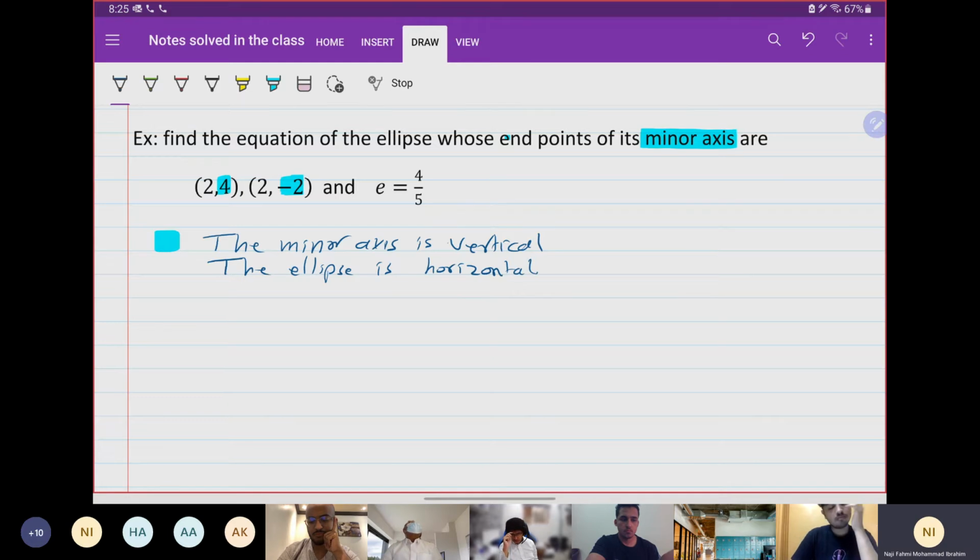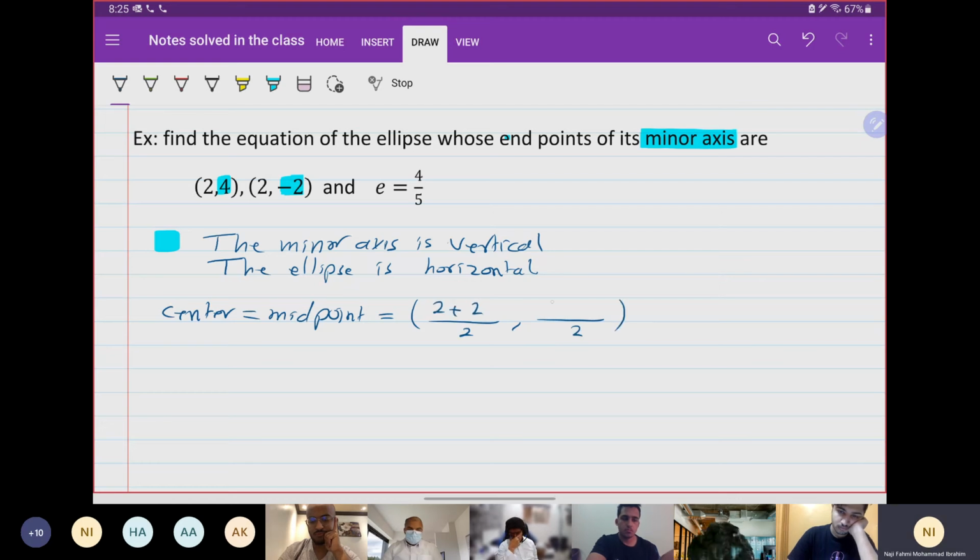Now, can we say that the center is the midpoint of the endpoints of the minor axis? The midpoint formula, does anyone remember what it is? M1 plus M2 all over 2. So I can say 4 plus -2 over 2, and the answer is 2 and what? 4 plus -2 is 2, divided by 2 is 1.